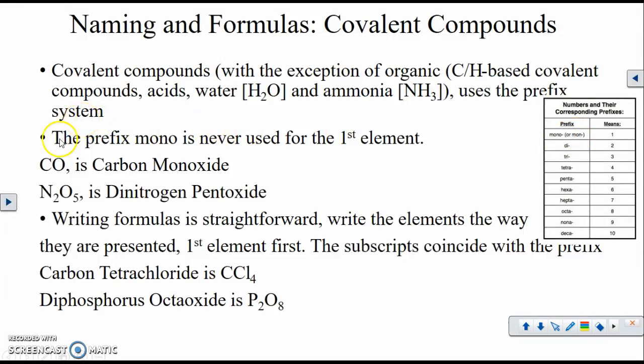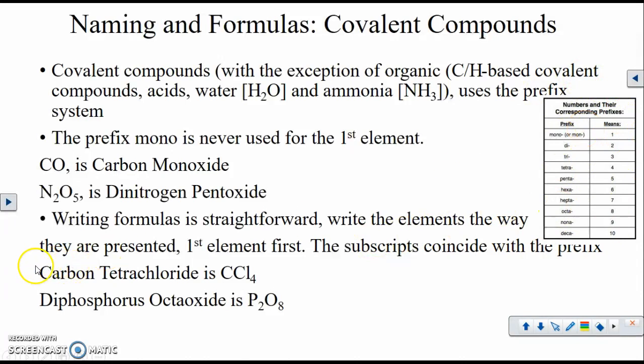Okay, so let's look at an example here: carbon monoxide, CO. There's one carbon, there's one oxygen. Again, we don't use mono for the first atom, so therefore this is just carbon, and since there's only one oxygen, this is monoxide, carbon monoxide. Here we have two nitrogens and five oxygens, so therefore this is going to be called dinitrogen for 2 and pentoxide for 5.